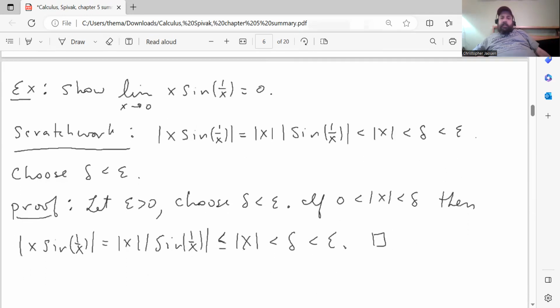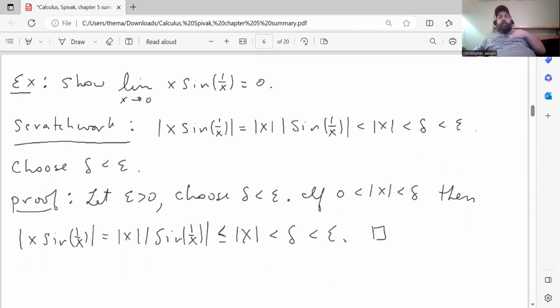This is another example he does in the beginning of the chapter, so I wanted to do this with the formal definition. So here we want to show that the limit as x goes to 0 of x sine 1 over x is equal to 0. So again, start with your scratch work. So here I want the absolute value of x times sine of 1 over x to be less than epsilon.